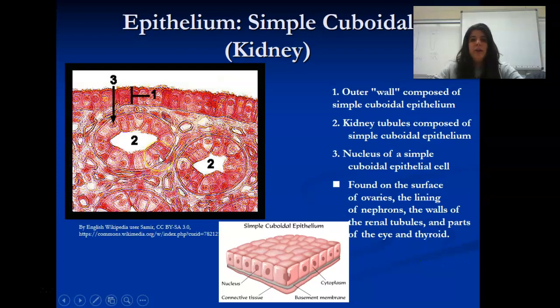So simple cuboidal is found in most structures involved in your kidneys, which is where this tissue sample was actually found. So here's the nucleus. This is the kidney tubule, sorry. Number 3 is pointing to the nucleus. Number 1 is pointing to the cuboidal cell. So 1, 2, 3.